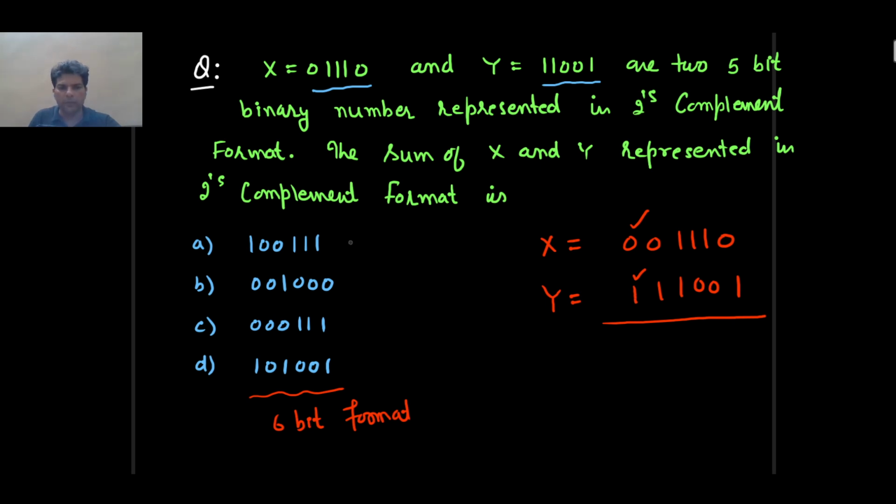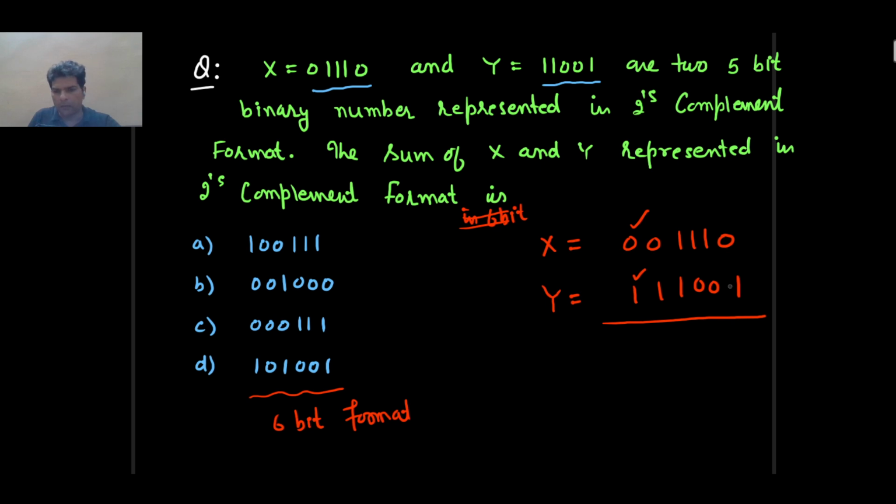If in the question itself it is given that x and y are represented in 2's complement format in 6 bit, then we have to extend the number of bits. Even if the question does not say 6 bit, but all the options are in 6-bit format, then again we have to extend the number of bits.